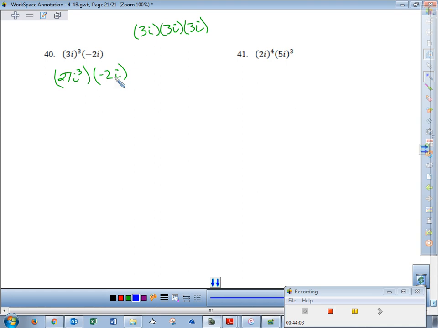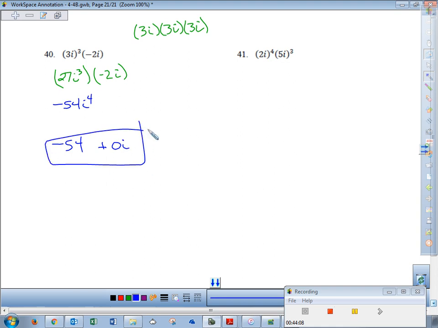Nice? Now, no more exponents outside these guys, so you multiply. 27 times -2 is -54. i cubed times i to the first is i to the 4th. Ha-ha! I love i to the 4th. He's one of the big 4. What's i to the 4th? 1. So you get -54 times 1, which is -54, plus 0 i's.